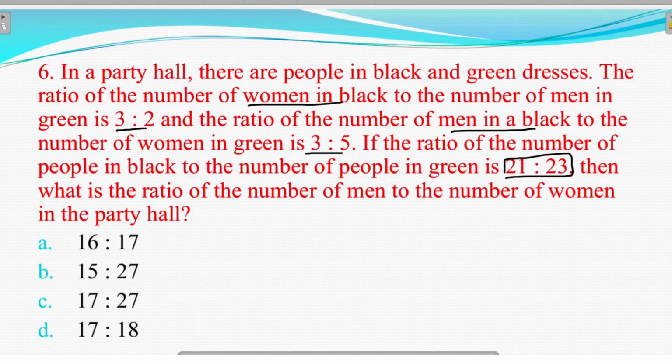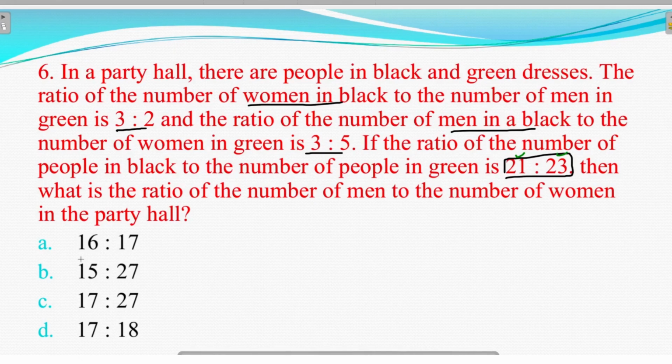Whenever I get ratio questions, I will check the options. In the final question, they are asking the number of men and number of women. Tell me one thing, all men may wear either black or green dress. Even women also. Some men wear black, some men wear green. Totally the black and green ratio is 21:23, which means the total number will be a multiple of 44.